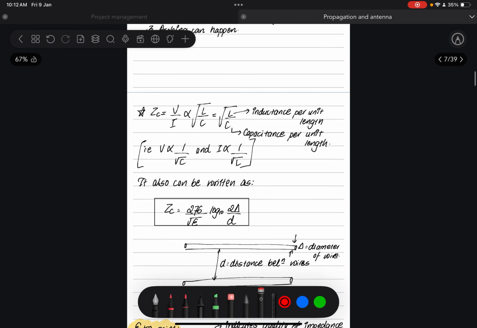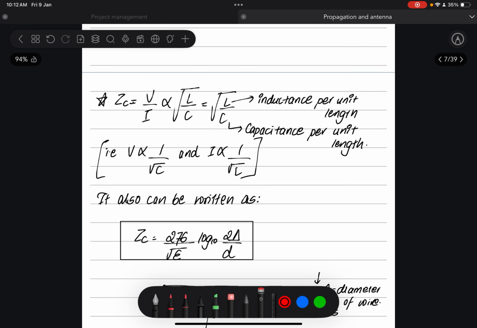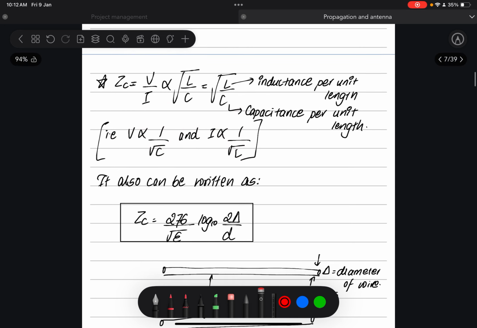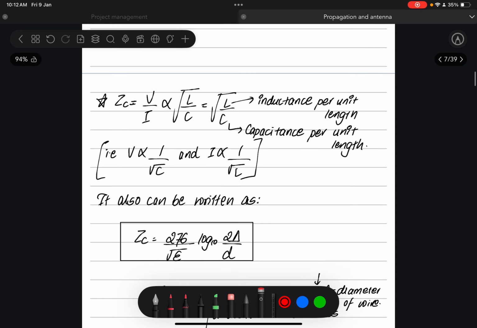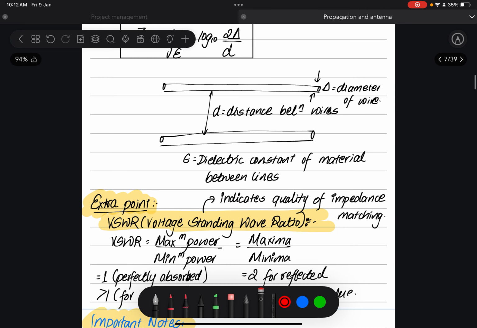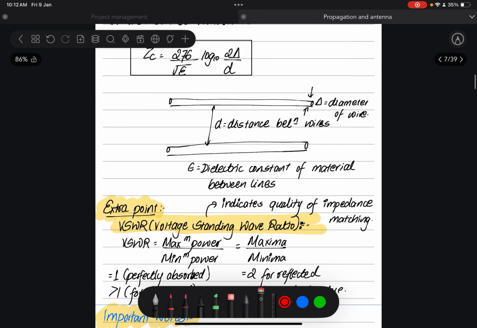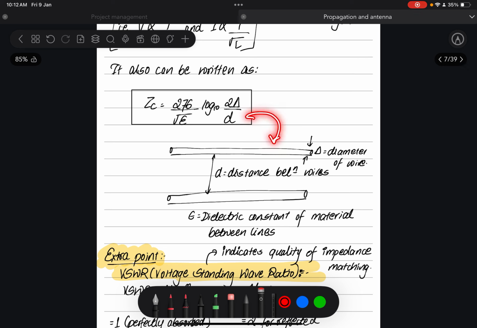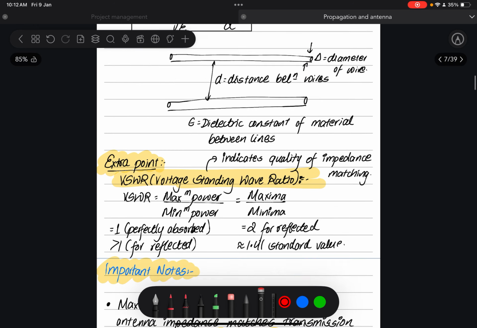Here is the transmission line impedance, which I've mentioned. It's V by I, where V is proportional to 1 by C, and I is proportional to 1 by L, meaning you can equate them and get this, and this is also the formula. You can just memorize it because it's not that important. Here I've highlighted the diameter, the distance between the conductors, and the dielectric constant of the material.